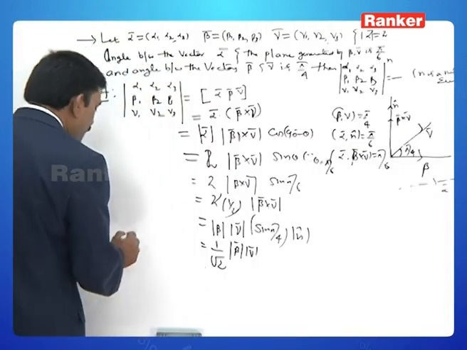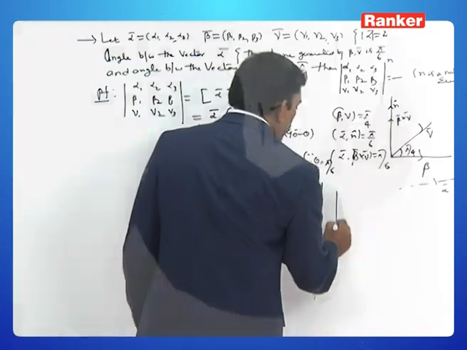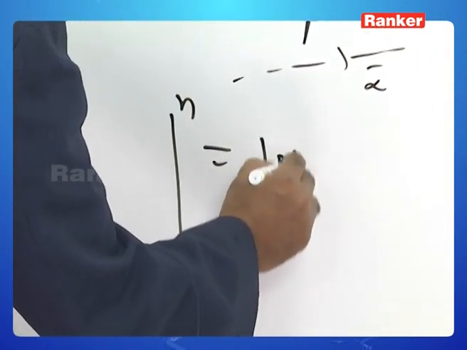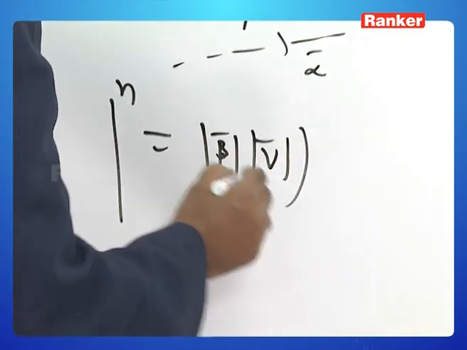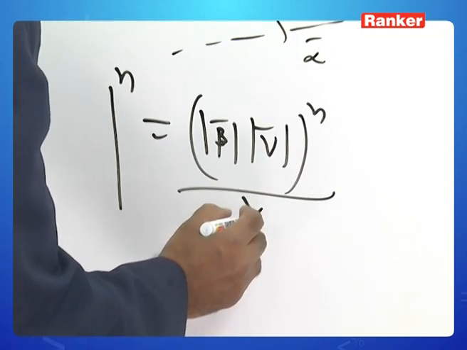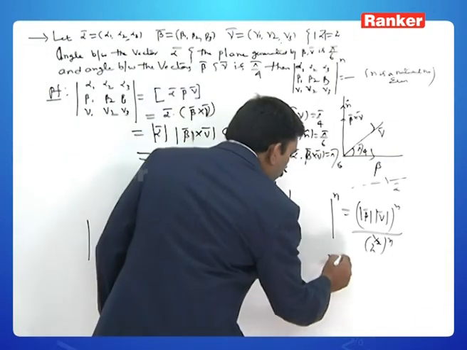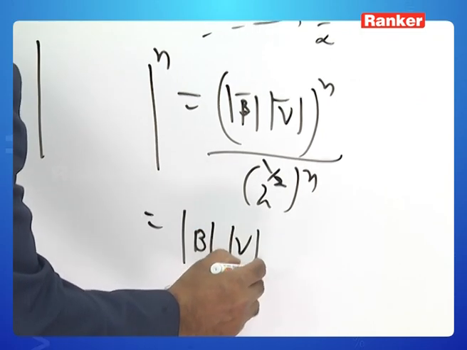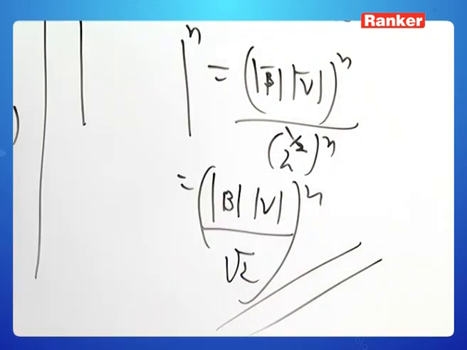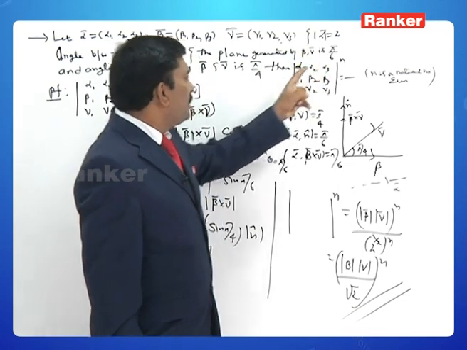So therefore, this is nothing but the determinant. I want the determinant to whole power n. Whole power n is nothing but modulus of beta bar modulus of gamma bar, that whole power n, divided by root 2, that is 2 power half, whole power n. So therefore, I can write this one as modulus of beta bar modulus of gamma bar by root 2, whole power n, is the required answer. That is between what? Angle between beta bar and gamma bar is pi by 6, and what?